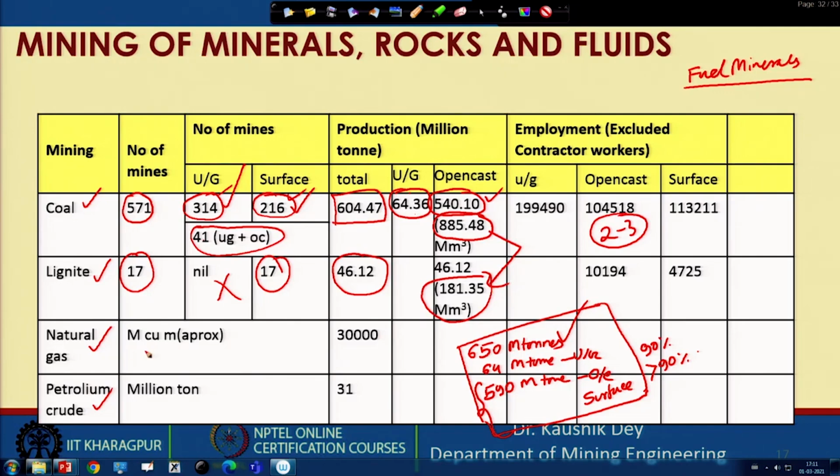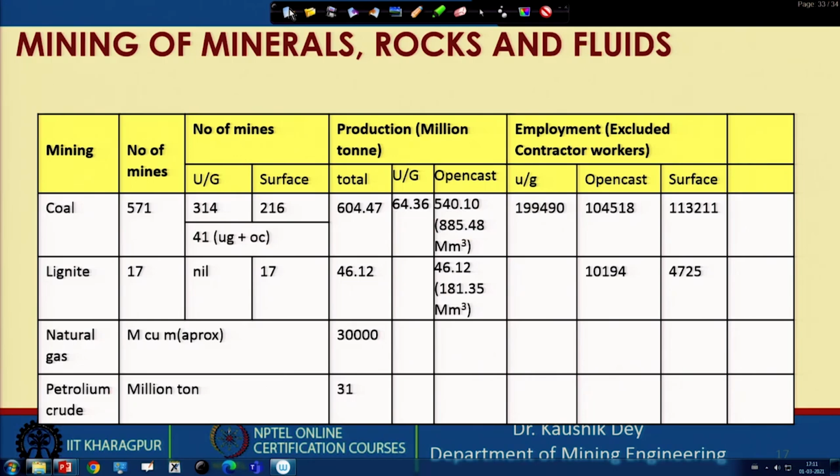We also have some production of natural gas. Almost 30,000 million cubic meters of natural gas are being produced through drilled wells, and crude petroleum is also produced, around 31 million tons, from our different crude oil mining, whether in Bombay High or in the Assam field, from different petroleum sectors.